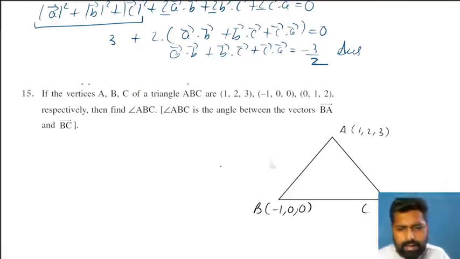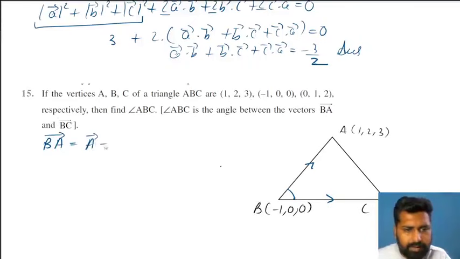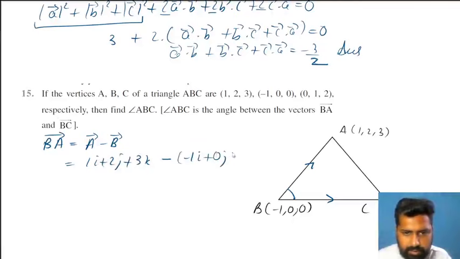In order to find this angle, we need the BA vector basically, and we need the BC vector. Now BA vector, we discussed this again in the previous lecture, that BA vector is actually A vector minus B vector. You have to do the reverse. Now how do we write A vector? You introduce ijk with it. So basically 1i plus 2j plus 3k minus this B vector, minus 1i plus 0j plus 0k. You subtract them. So it becomes 2i plus 2j plus 3k.